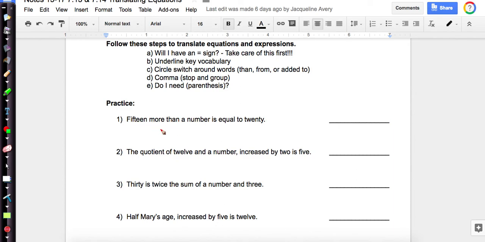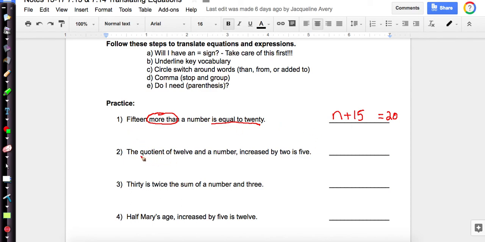So let's look at the first one. 15 more than, circle, a number is equal to 20. So I'm going to write that part first. So I'm going to write equals 20. Now, 15 more than a number. So 15 plus n, but it's a switch around. So I'm going to write n plus 15. Because if I want 15 more than a number, that means I'm adding 15 to the number. The number is already there.